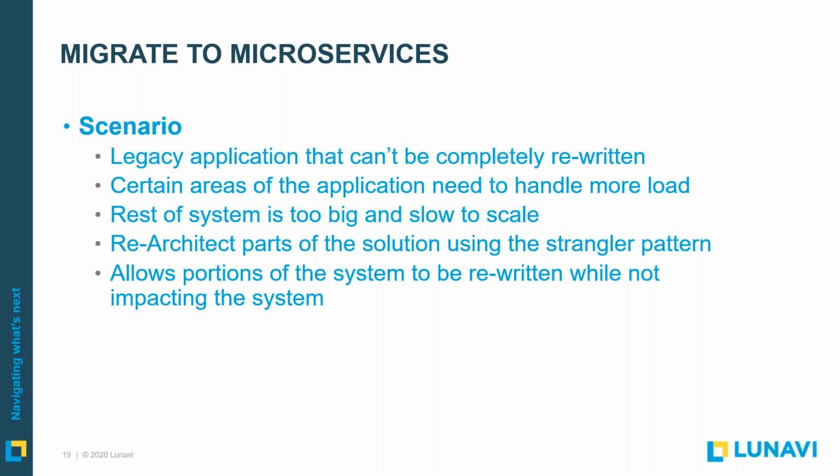Now, if you've got features that aren't being used, that's one thing. So this is an example like that, where we can't go rebuild the whole thing. We have certain parts of the application that need to handle more load. And it's not the whole application, because it's too big of a system to try to scale the whole thing at once. So we need to be able to isolate those parts of the application so we can actually handle more of the load.